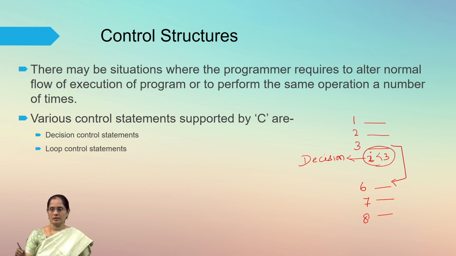Based on that decision, I may want to change the flow of execution of the program. If the value of i is less than 3, I may want to execute statement 7. If the value of i is not less than 3, I may want to execute statement 8. So, the flow of execution can be modified based on the decision taken by the decision statement. This type of control structure is what is called decision control statements.